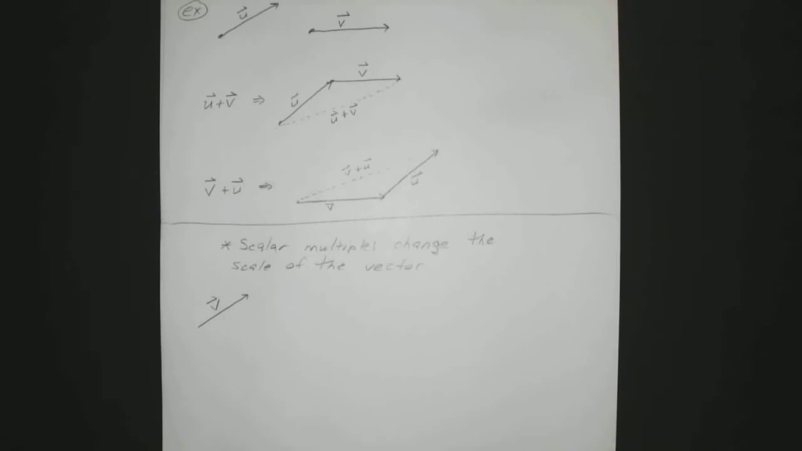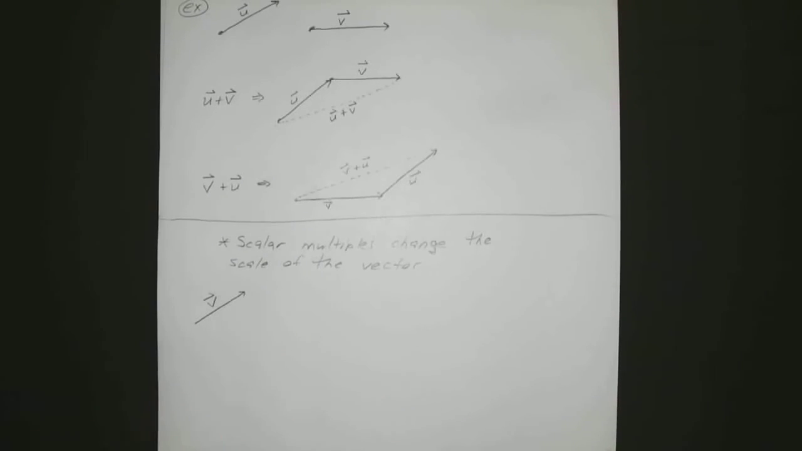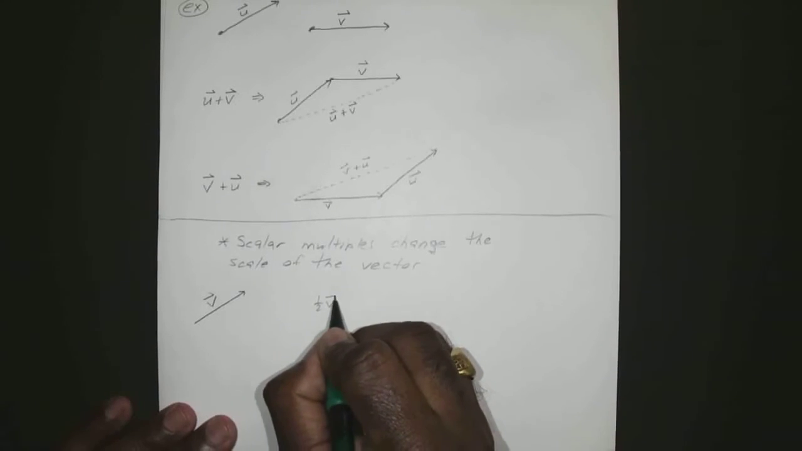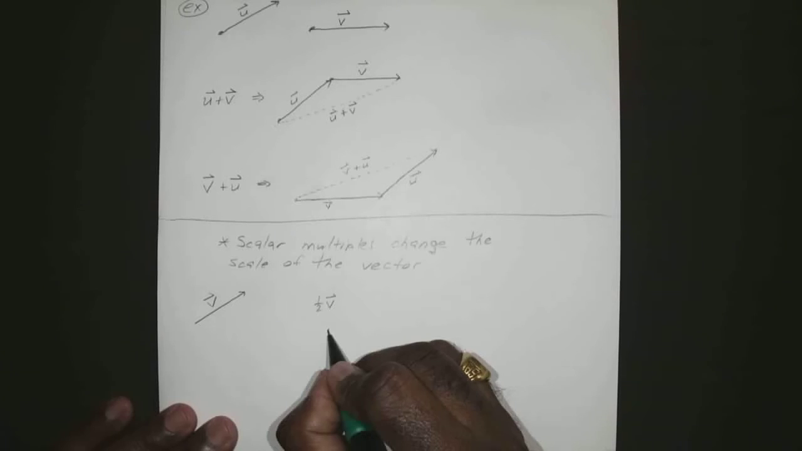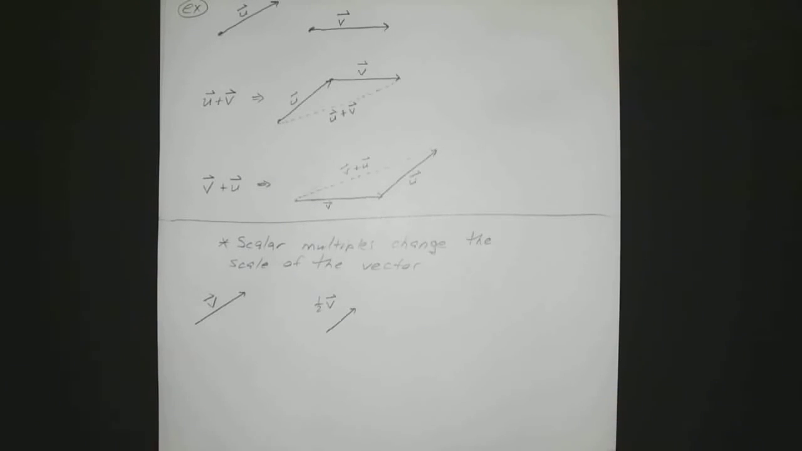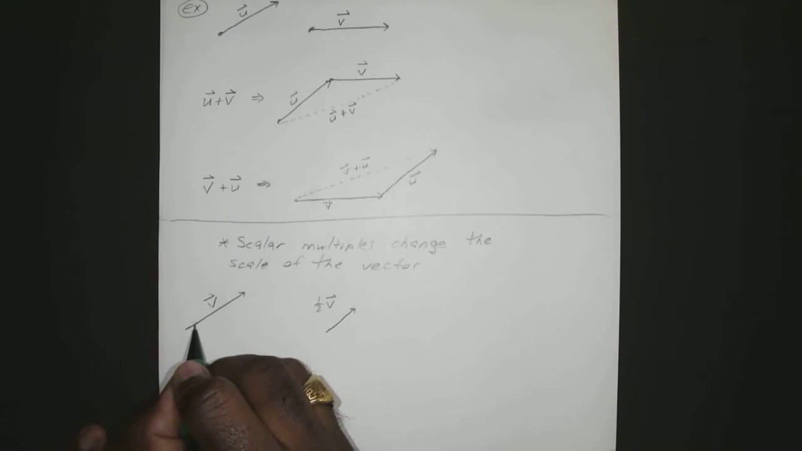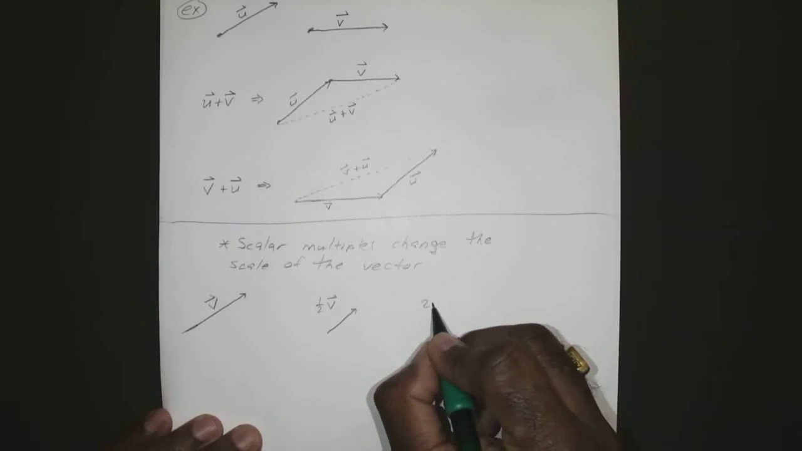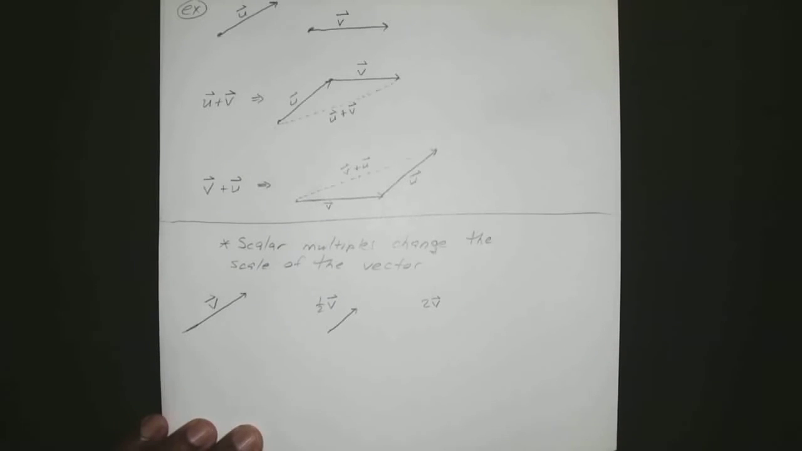So if we have 1/2 times v, it's literally just vector v cut in half. So 1/2 vector v is just vector v, but half of it. That's probably a little more than half, so I'll make this a little bit longer. Close enough. So if you have 2 times vector v, it just doubles the v vector.